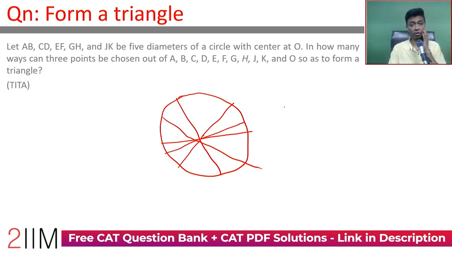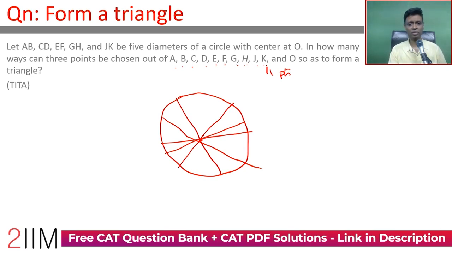5 diameters of a circle with center at O. In how many ways can 3 points be chosen out of A, B, C, D, E, F, G, H, J, K, O, so as to form a triangle? Any 3 points lying on a circle are non-collinear. So there are 11 points here. We're basically saying from these 11, how can you select 3 points that are not collinear?